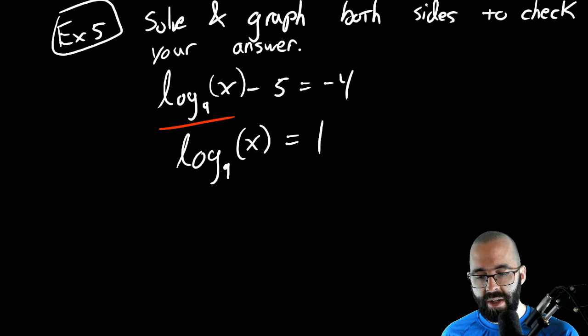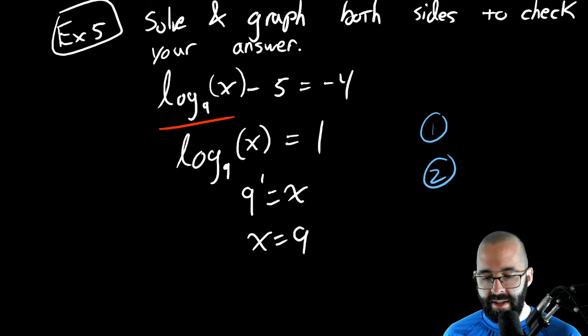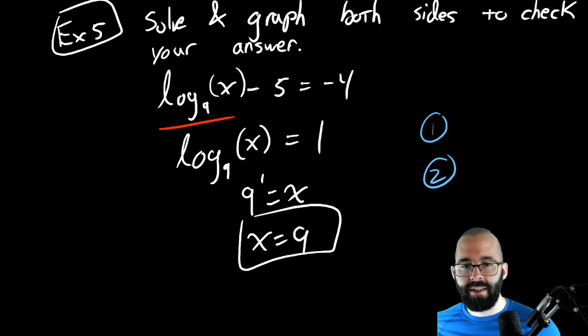Convert it to an exponential equation. 9 to the first power equals x. X is equal to 9. It's as easy as that.